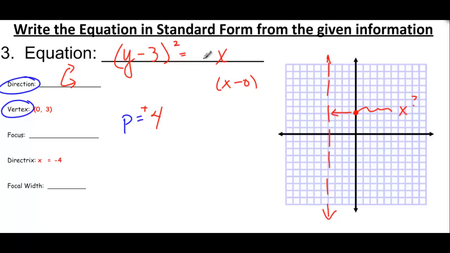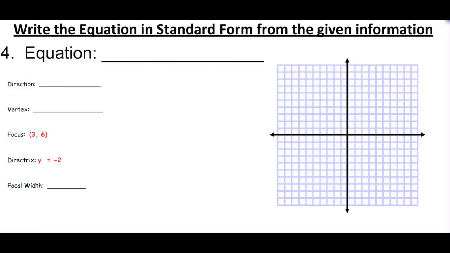So my final answer, I'm just going to do, remember, is just 4 times p. 4 times +4 is 16. And that would be my final answer.